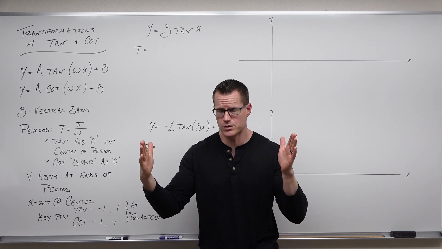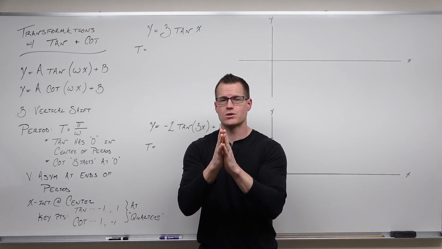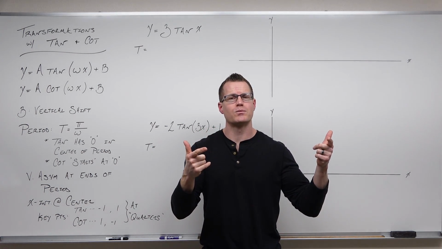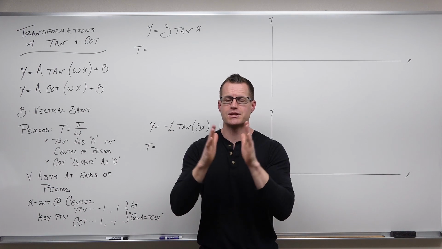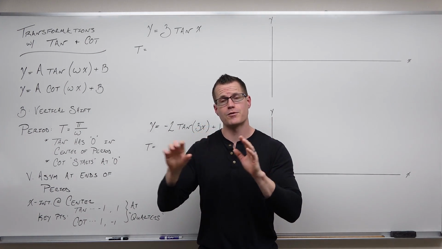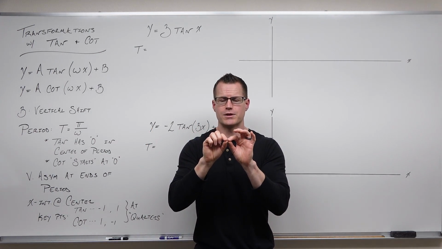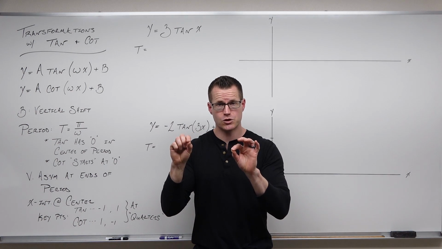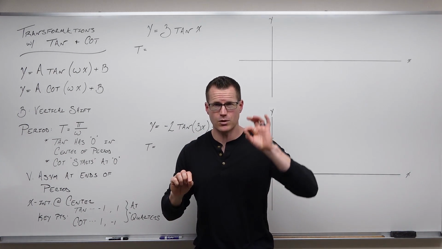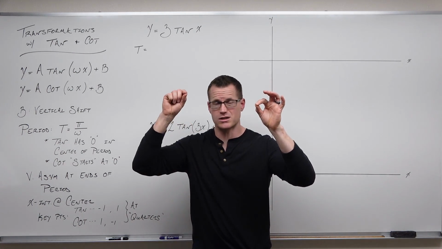That's harder to do than most of them. With cotangent, we're going to start at 0 and just go a period to the right. And then we're going to say, okay, what happens? At the center of that period, you'll have an x-intercept for both of these. With tangent, you'll locate the first quarter and the third quarter, just go -1, +1. And with cotangent, +1, -1.